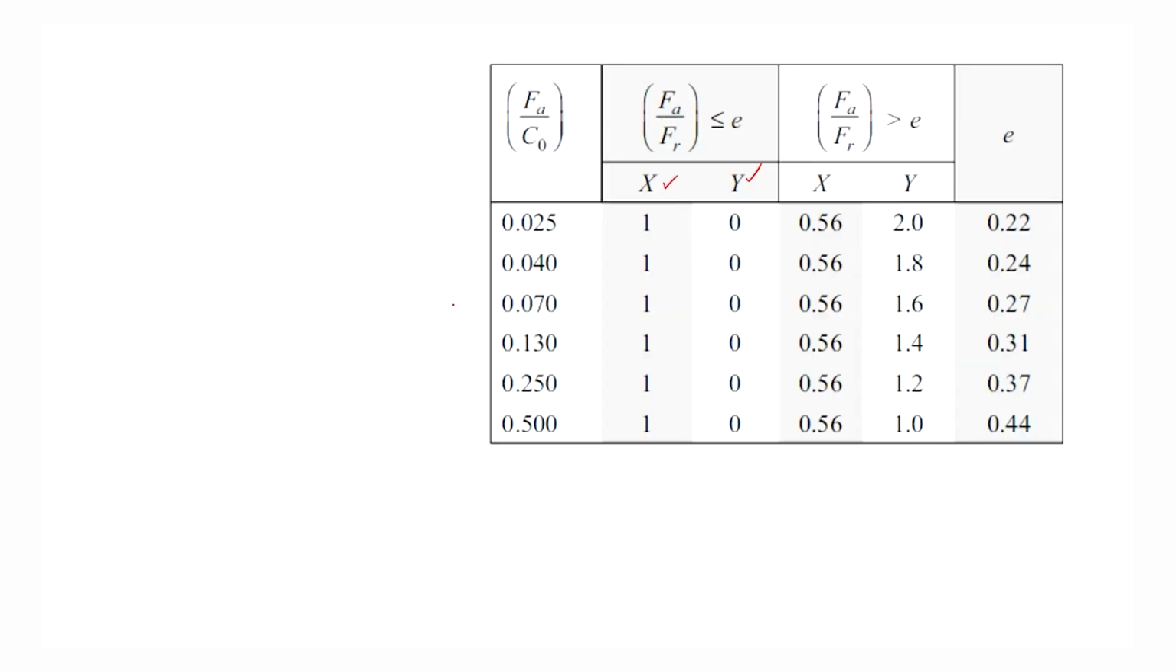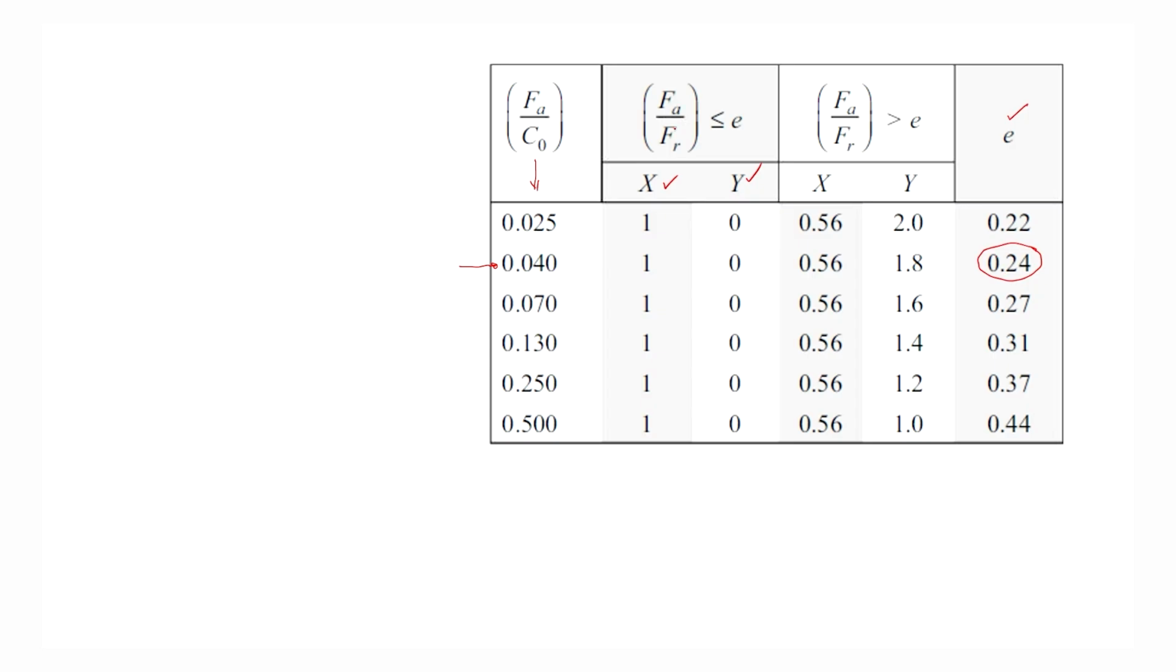X and Y are obtained from the manufacturer's table, which is based on Fa upon C0. Fa is the axial force acting on the bearing and C0 is the static load capacity. So, this is obtained, and based on your value and also on Fa upon Fr, axial load acting on the bearing divided by radial load acting on the bearing, if it is less than or equal to e, where e is given here. So, let us suppose Fa upon C0 for your bearing is this one, then your e will be this one.